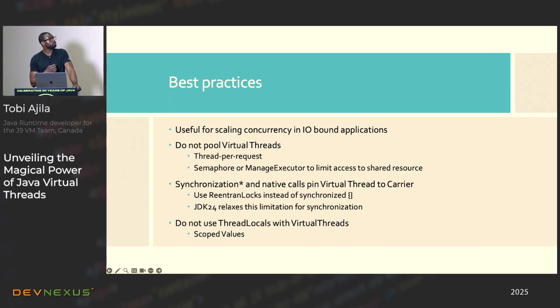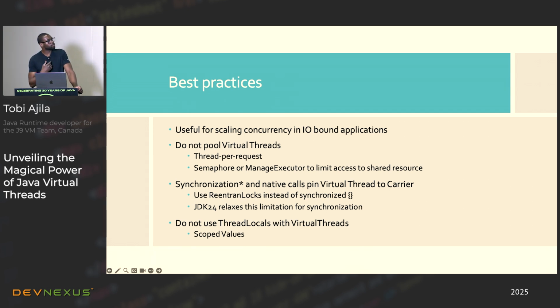One thing you should not do is pool virtual threads. Virtual threads themselves do not necessarily have a backing thread underneath. So if you pool them, you may risk starvation. If you want to limit access to a resource, instead of pooling them, you can use a semaphore or a managed executor. Those are better alternatives.